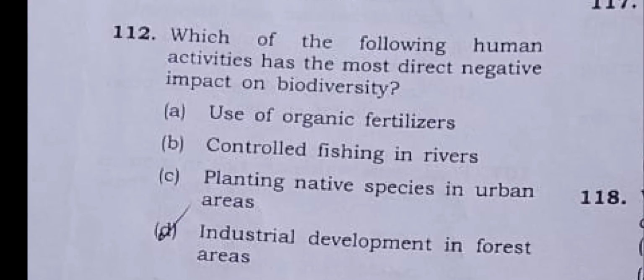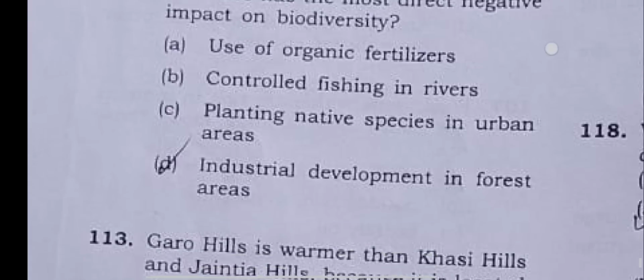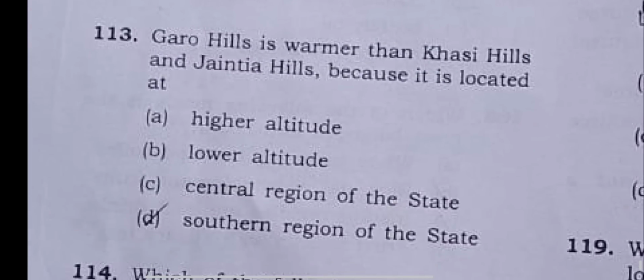Now question number 112. Which of the following human activities has the most direct negative impact on biodiversity? The correct option here is option number D, that is industrial development in forest areas. All right.